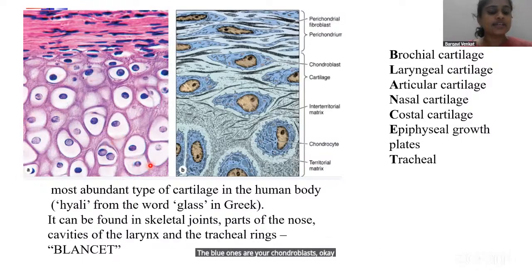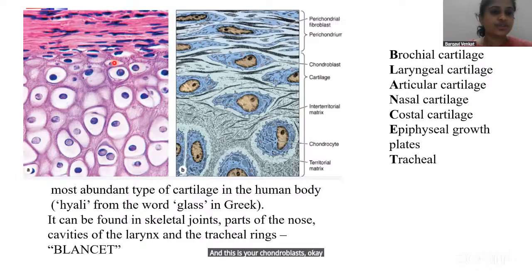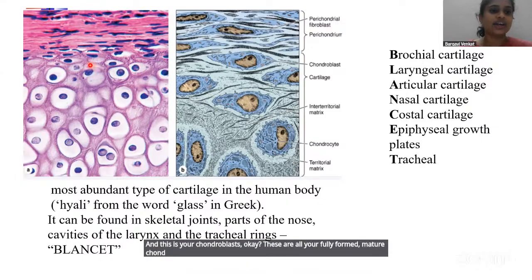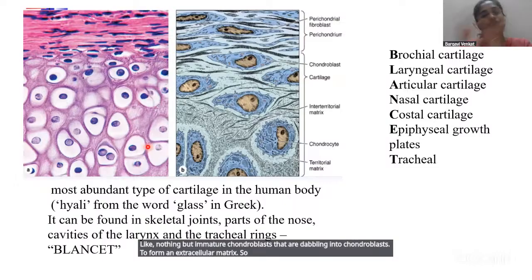Now, where is the extracellular matrix? The background, these pale pink areas, are your extracellular matrix. These are your fully formed mature chondroblasts that are laying down the extracellular matrix. And these are your chondrocytes. They are just immature cells that are developing into chondroblasts to form an extracellular matrix. So the chondrocytes are going to mature into chondroblasts and lay down the matrix. This is the basic concept behind this.